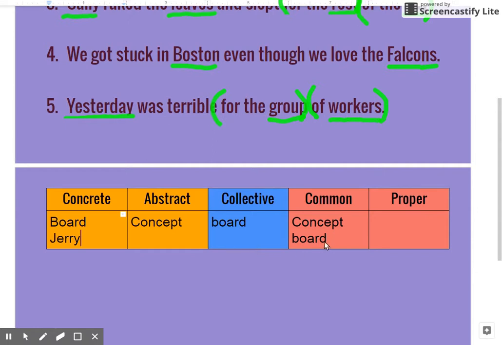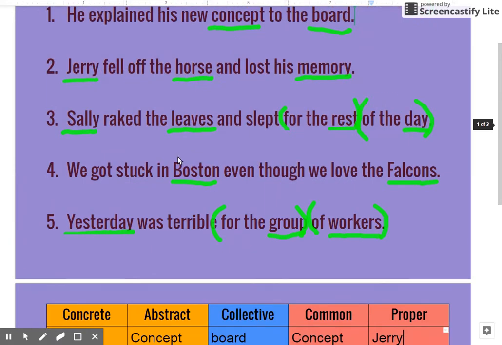Jerry is not collective. Is Jerry common or proper? Well, Jerry happens to be a proper noun. It's a particular person, Jerry. His name does start with a capital letter, which also helps us know.